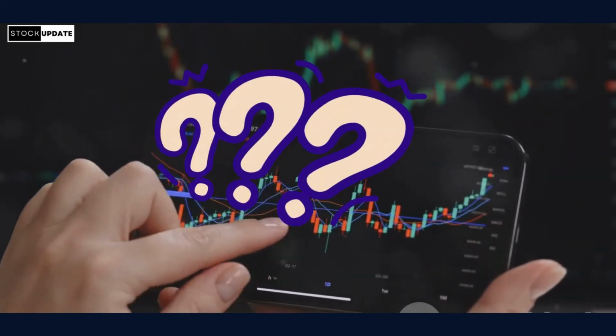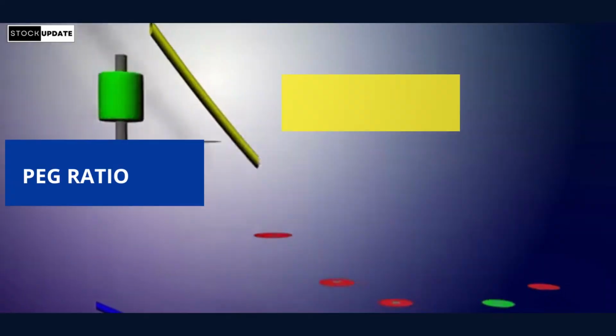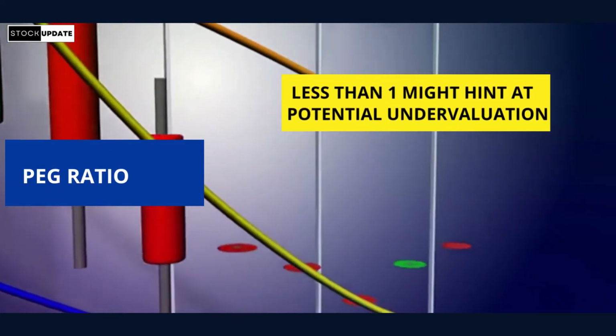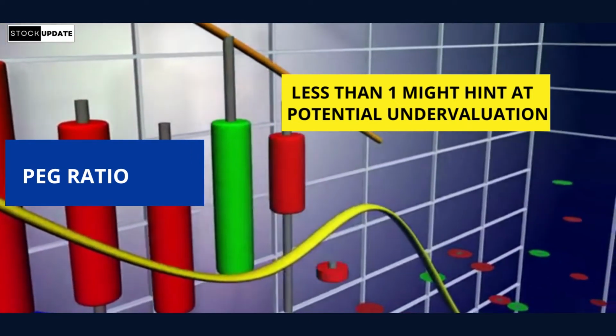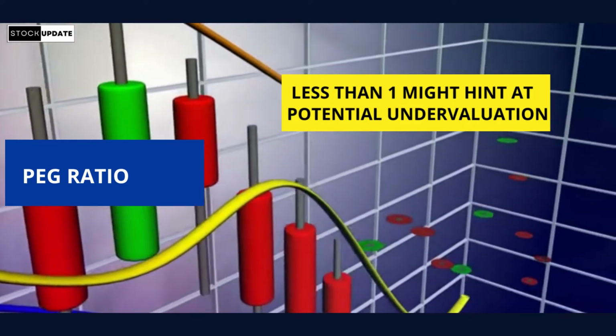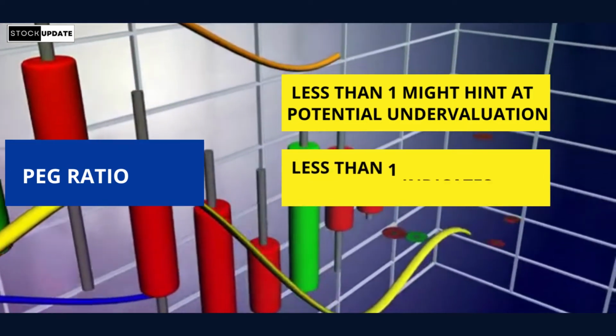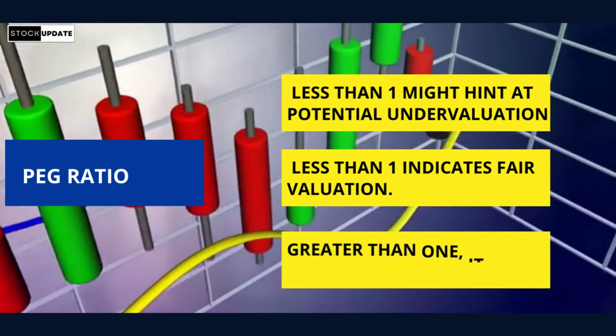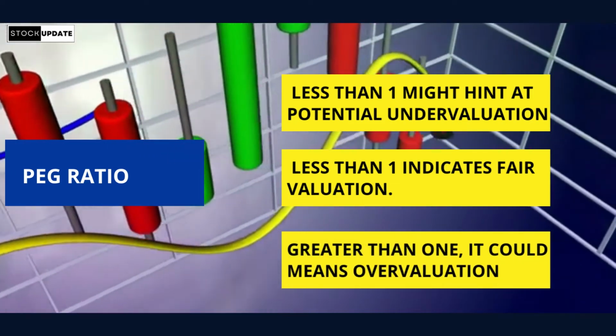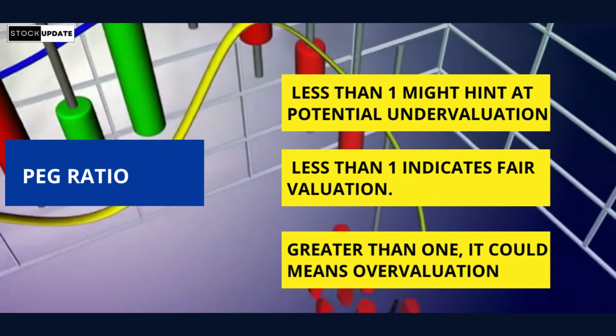So how do you interpret PEG ratios? A PEG ratio less than 1 might hint at potential undervaluation. This suggests that the market might be overlooking the company's growth prospects. On the other hand, a PEG ratio equal to 1 indicates fair valuation. If the PEG ratio is greater than 1, it could mean that investors are paying a premium for the stock relative to its growth rate.